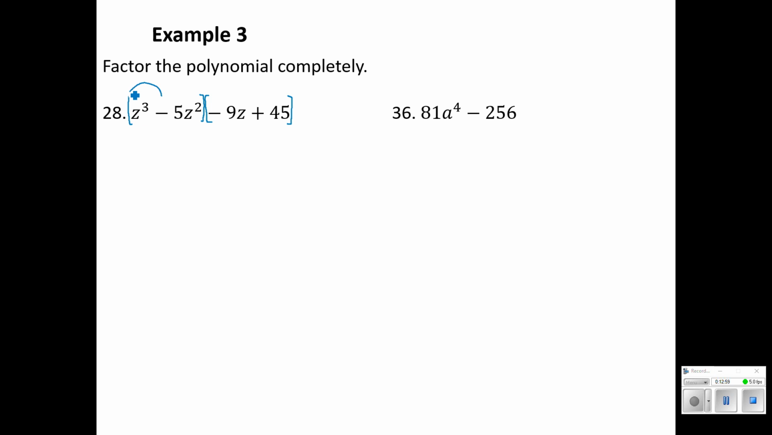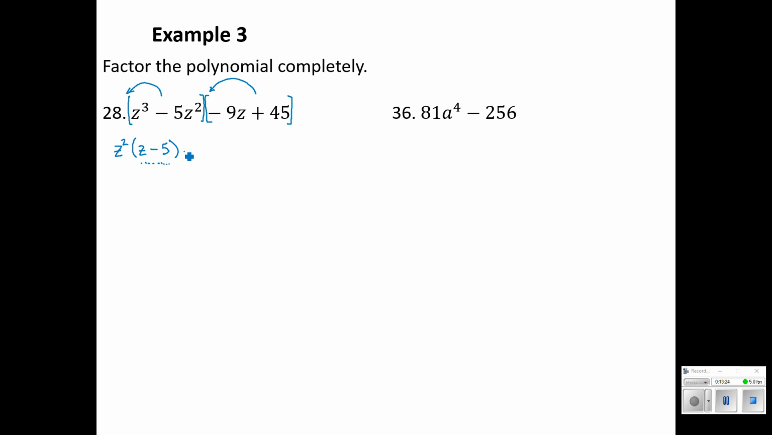So what's the greatest common factor I can pull out of that first grouping? I can take z squared out of that, and I'm left with z minus 5. And ultimately, I want to be able to undistribute the quantity z minus 5. So here in this second grouping, it might not be the greatest common factor, but I want to see, can I factor something out of that grouping so that I'm left with another z minus 5?